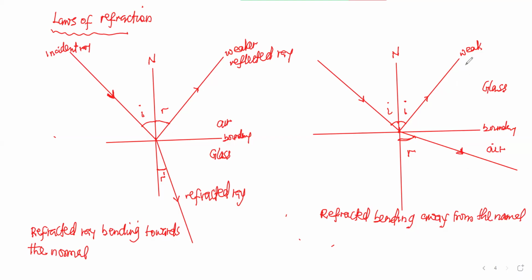So weaker reflected ray and then stronger refracted ray. All right. So let's quickly look at the laws of refraction.